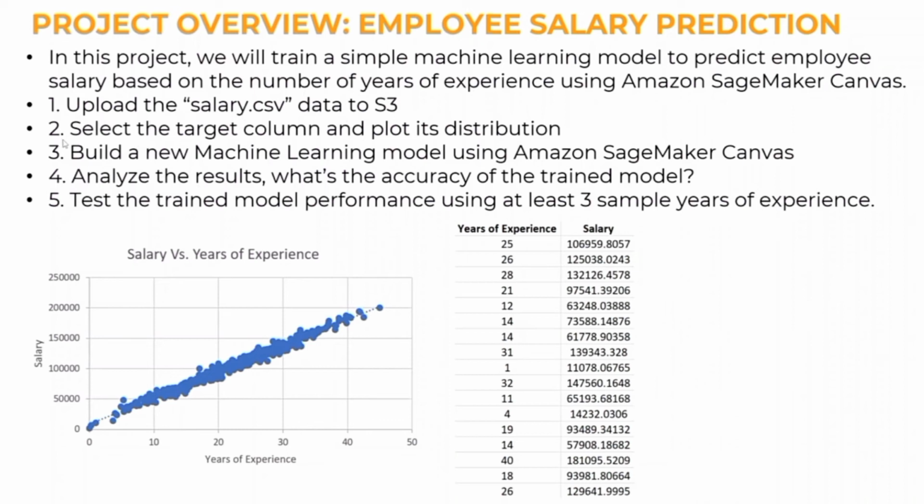And here are the key steps that I want you to perform in this project. First, I want you to upload the salary.csv data to S3. Next, I want you to select the target column and plot the distribution. Third, I want you to build a new machine learning model using Amazon SageMaker Canvas, and then I want you to analyze the result and tell me what the accuracy of the trained model is. And then finally, I want you to test the trained model's performance using at least 3 sample years of experience. So that's all I have for this project overview.